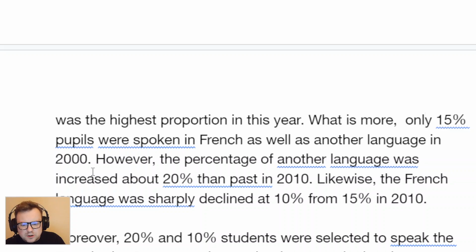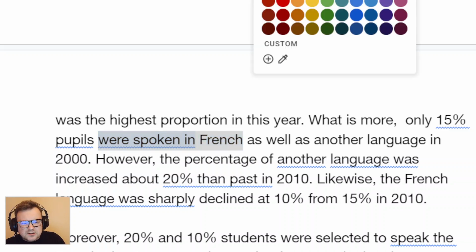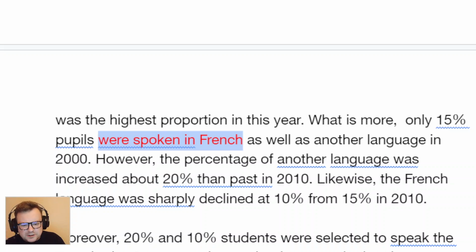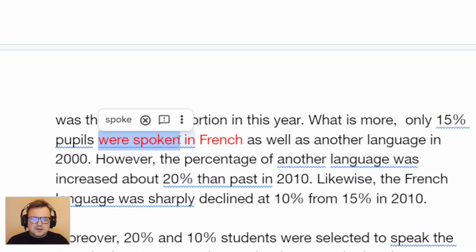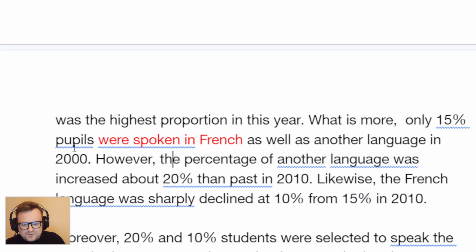Only 15% of pupils were spoken in French, could speak French. So this is just the past form of can. We learned this at elementary level. I can do it. I could do it. Were spoken in French. I don't know what that means. Candidate doesn't really seem to understand the active voice versus the passive voice. Pupils were spoken. Pupils spoke. So candidate has problems with past simple. Only 15% of pupils were spoken in French as well as another language in 2000.